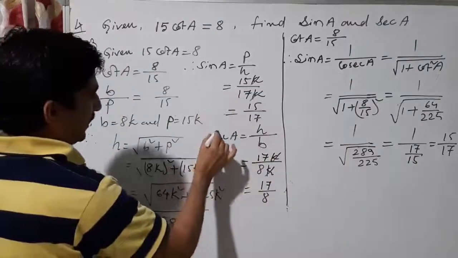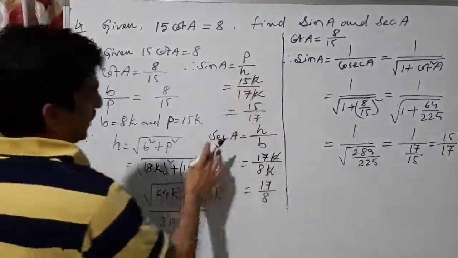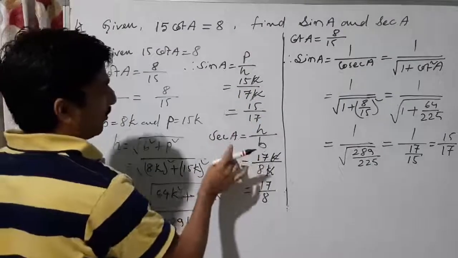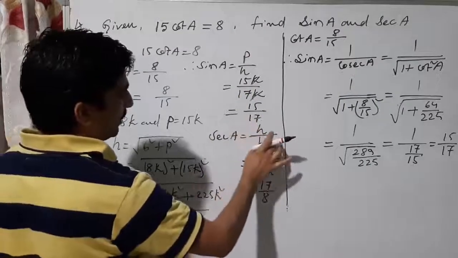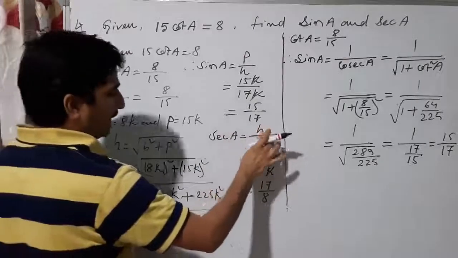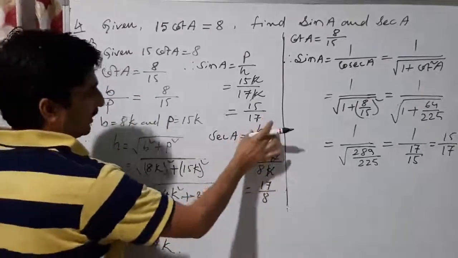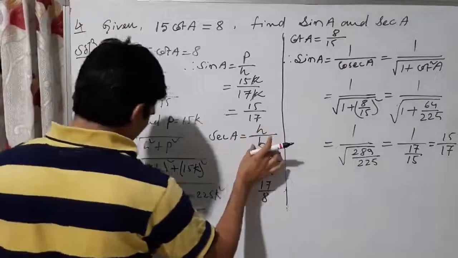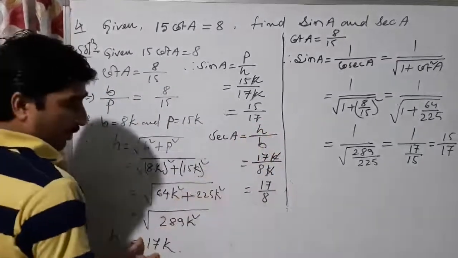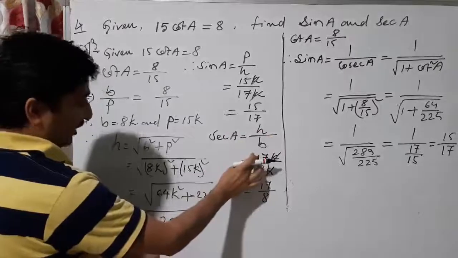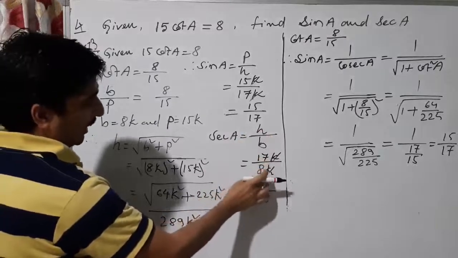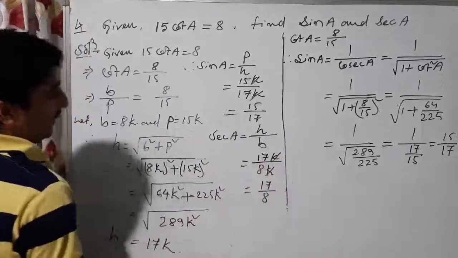Now second case, what is asked? Sec A also you have to find out. Sec A is the reciprocal of cos. So cos is base by hypotenuse. I'm very sorry, not height, it is hypotenuse. So sec will be hypotenuse by base. Hypotenuse we have 17K, so 17K by 8K. K cancel. It is 17 by 8.